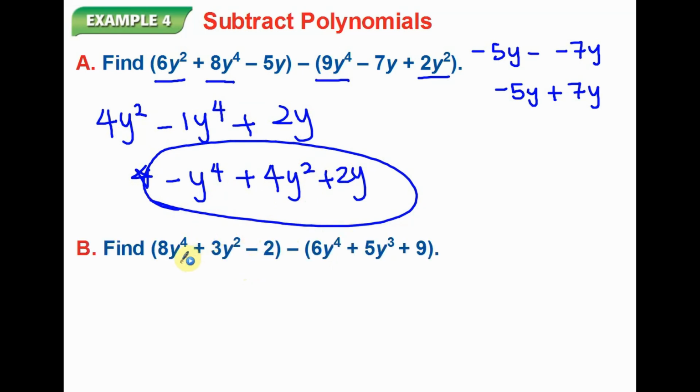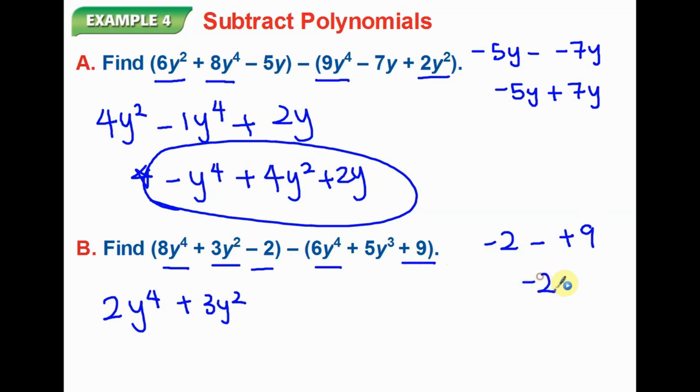Part B. In this case, 8y to the fourth power has a like term with 6y to the fourth power. 8 minus 6 will become 2y to the fourth power. 3y squared doesn't look like I have any other like terms, so let me just copy that down, plus 3y squared. The constant negative 2 minus positive 9 will become just negative 2 minus 9, so I will get negative 11.